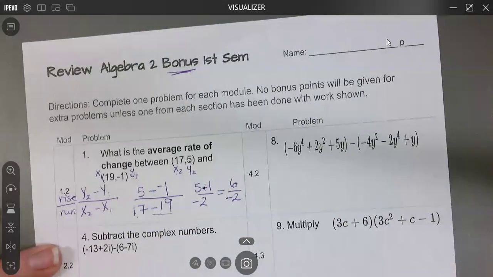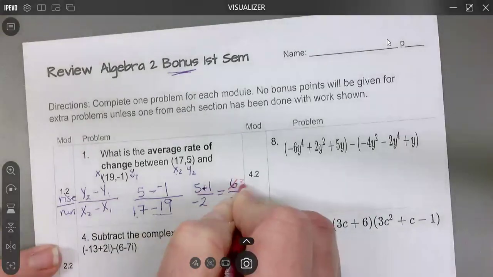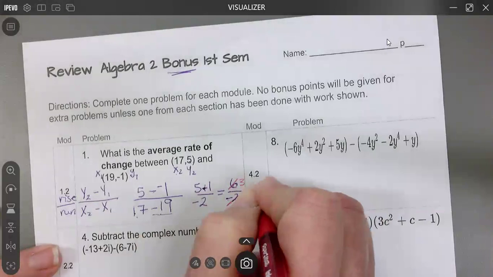Then you need to notice that you can reduce here. 2 goes into 2 once, 2 goes into 6 3 times. So your final answer would be a -3.